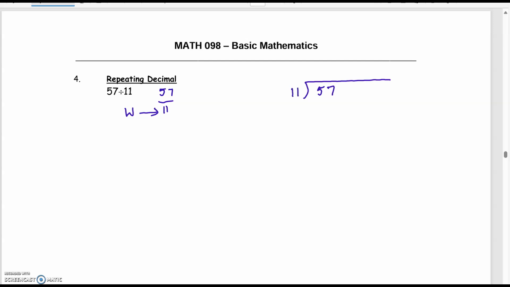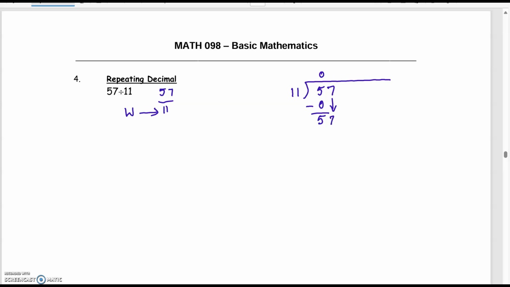So we're doing whole number division here. 11 goes 0 times into 5. 11 times 0 is 0. Subtract to get a 5. Bring the next number down. So that's a 57. 11 fives are 55. Subtract and you get a remainder of 2.